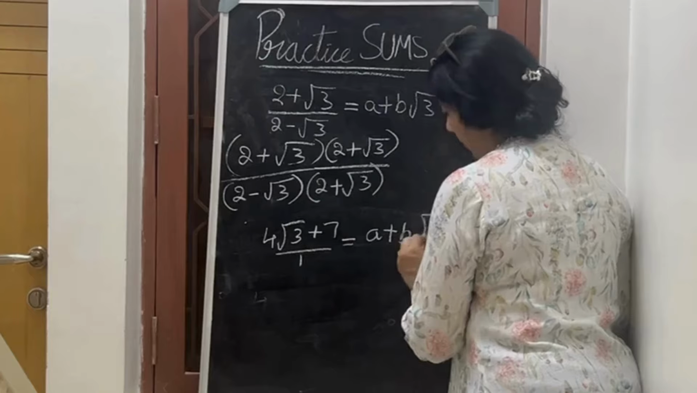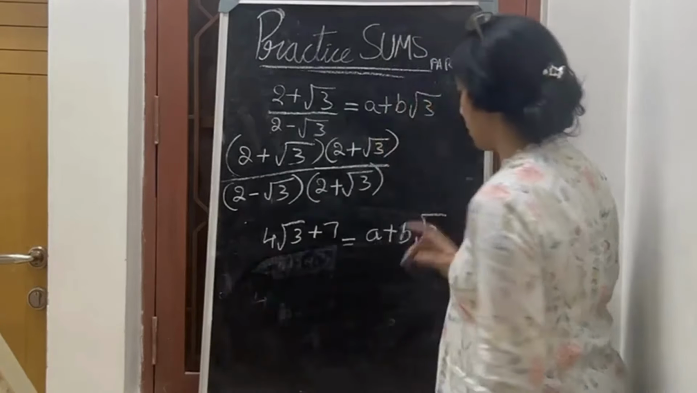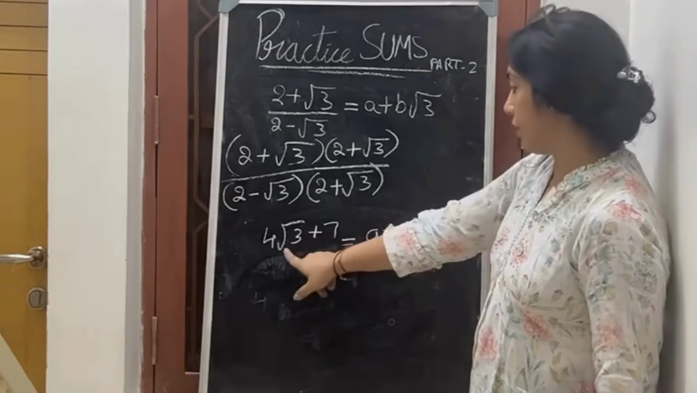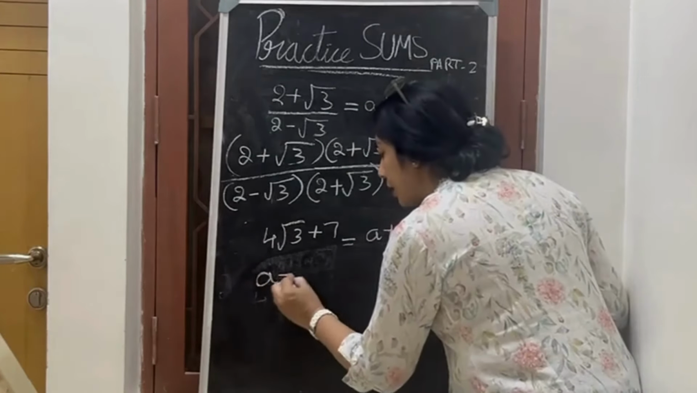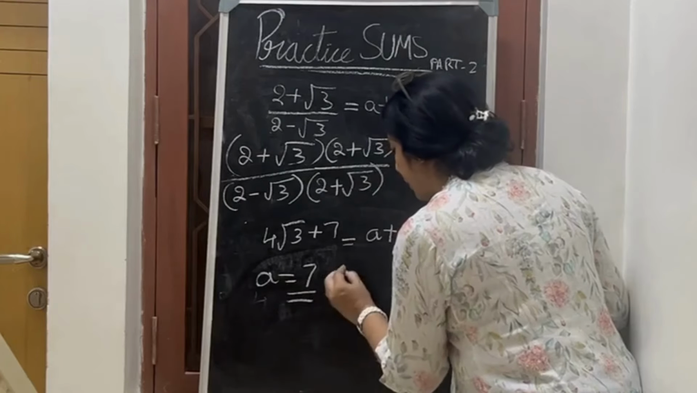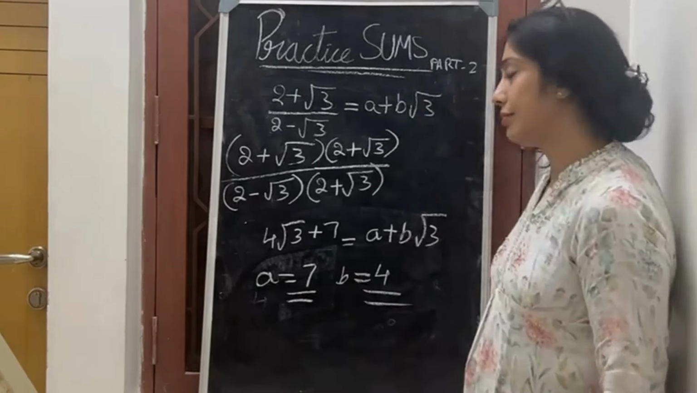Now this denominator doesn't have any value, correct? So I remove this. Now where is my square root 3? Here. So this is b and this one is a. So a equals 7 and b equals 4. Easy? Thank you.